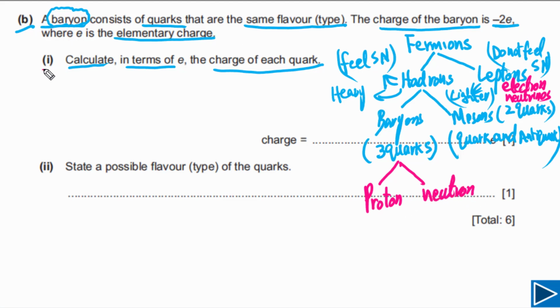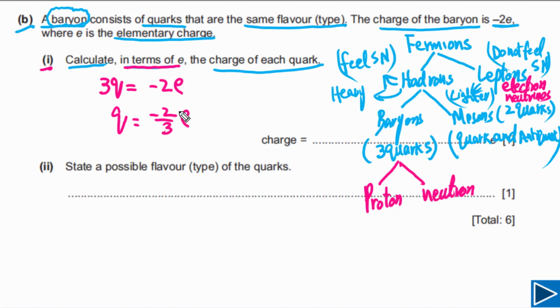Let's try to answer part 1. For part 1, we need to calculate in terms of e the charge of each quark. Each baryon consists of three quarks. Q is the charge on a single quark, so the total charge 3Q has to be equal to negative 2e. From here we can find Q, which is equal to negative 2 by 3 e.